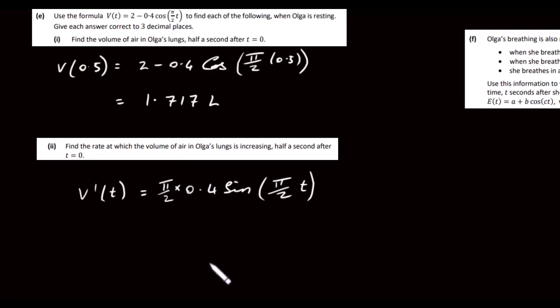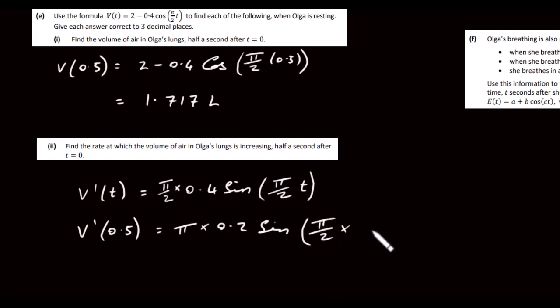And that's it for the differentiation. So what we've got to do now is put in half a second. So we want v prime 0.5. So that's going to be pi times, well, 2 into 0.4 there is just going to be 0.2. We've got to have sine here, and then pi over 2 times 0.5. Again, make sure your calculator is in radians, and when you do that you get 0.444. Now this is a rate of change here, so this is going to be liters per second. Okay, so that's E done.